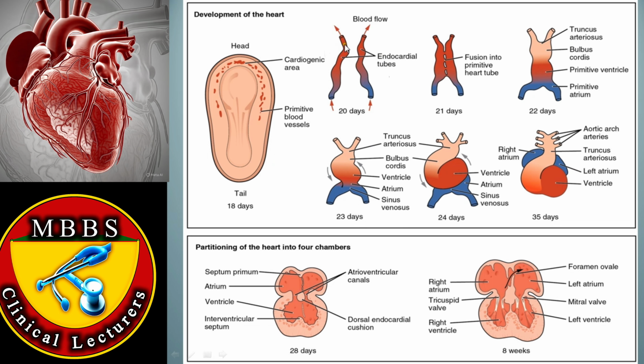Again the summary: fusion of the two areas in the head region, initially these two are formed, then the folding occurs, and these two tubes come closer from the cranial to the caudal end, fuse down and show the dilatations and the constrictions. They have an arterial end and a venous end. The arterial end is fixed because of the presence of the pharyngeal arches, pharyngeal arteries, and they form the truncus arteriosus.